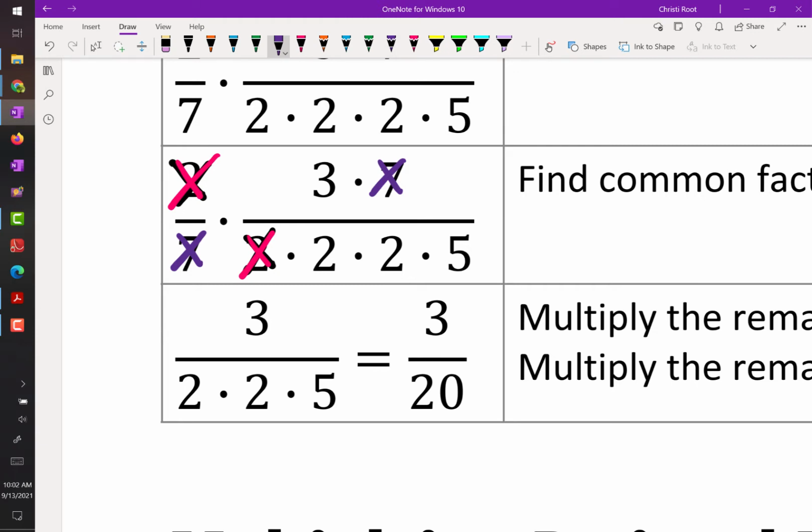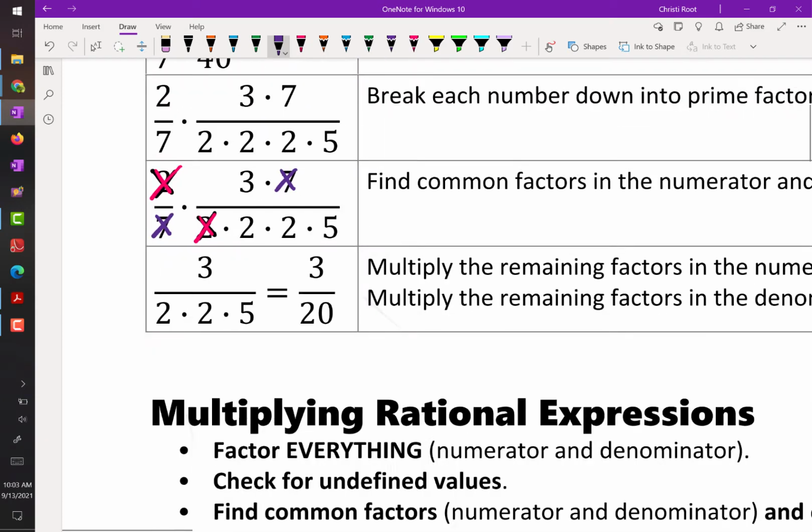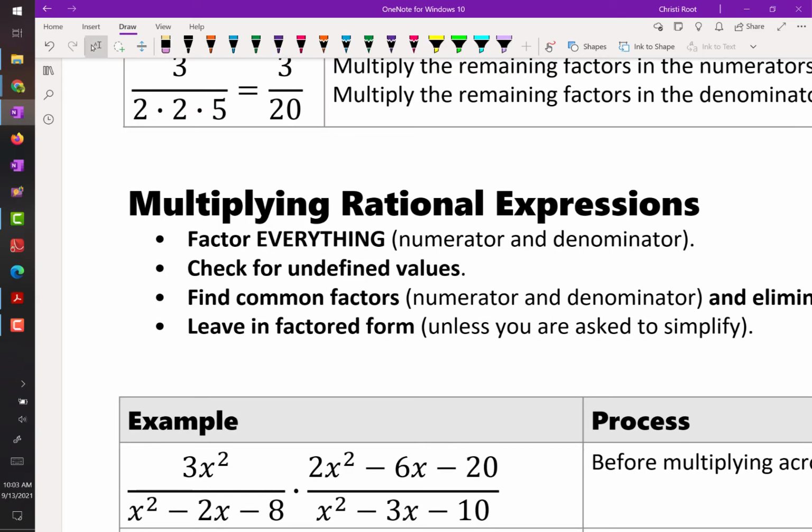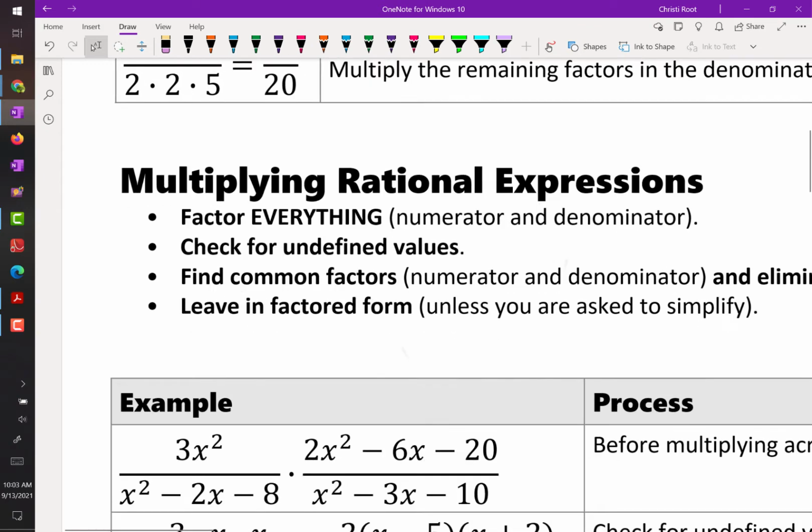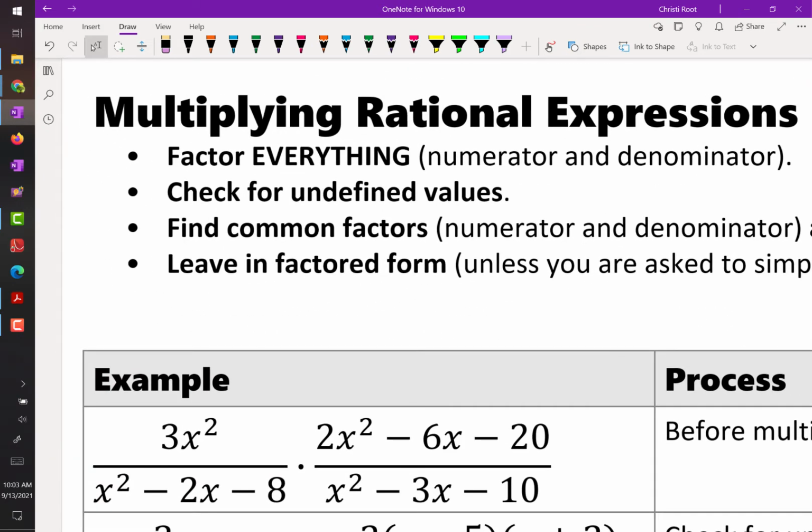And then all you've got to do, once you eliminate all your common factors, is multiply across the top, multiply across the bottom, and you're done. And if you actually did the first steps right, then you don't have to worry about simplifying at the very end. Okay? All right, so let's look at some helpful hints for multiplying rational expressions. You are definitely going to want to factor everything, numerators and denominators. When you are adding and subtracting, you don't factor the top, you only factor the bottom, so you could easily find a common denominator.